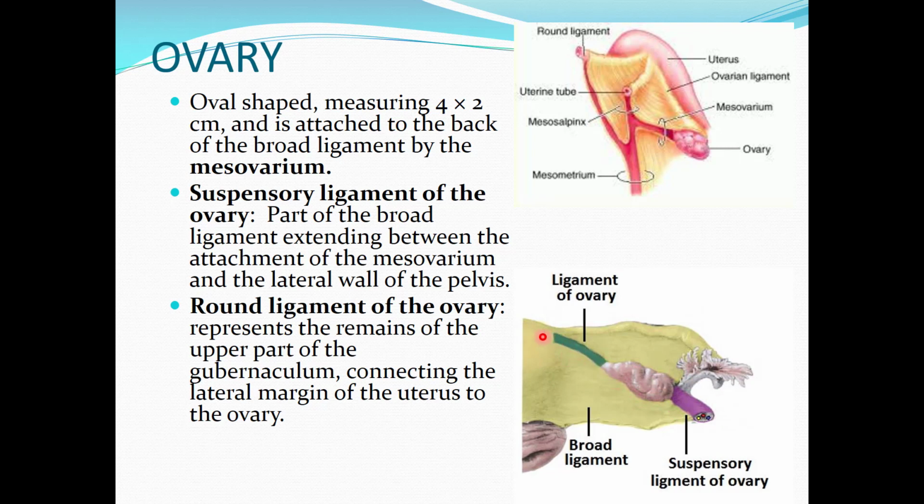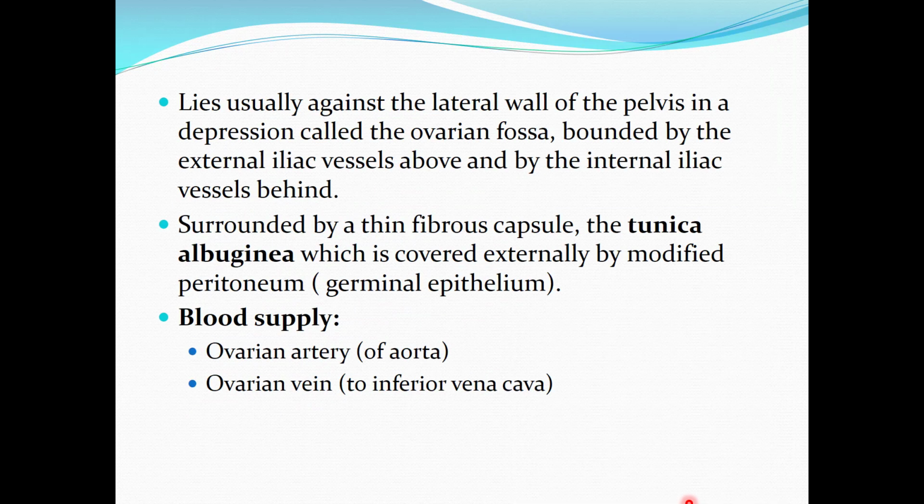Then there is the round ligament of the ovary. It represents the remains of the upper part of the gubernaculum and connects to the lateral margin of the uterus. See here in this diagram, this is the lateral margin of the uterus, and it is connecting this lateral margin of the uterus to the ovary. This is the round ligament of the ovary, or the ligament of the ovary, which is also a part of the broad ligament. So these are the two main ligaments: one is the ligament of the ovary and one is the suspensory ligament of the ovary.